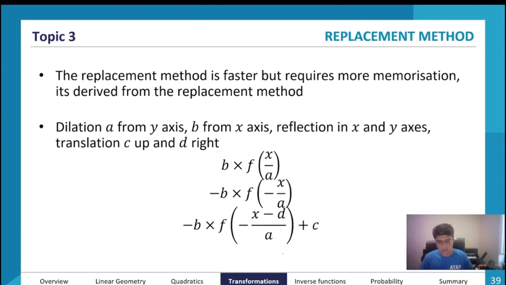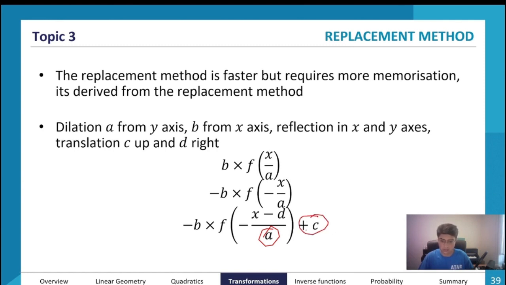You can see here, this is basically the gist of the replacement method, where if we're doing a dilation A from the y-axis, B from the x-axis, reflection in the x and y-axes, translation C up and D right, you can just substitute the values straight into the equation of the graph and get to the transformed graph. This is really risky though, because there's a lot of double negatives going on. For instance, if we dilate by a factor of A from the y-axis, you would expect us to be multiplying, but instead we're dividing.